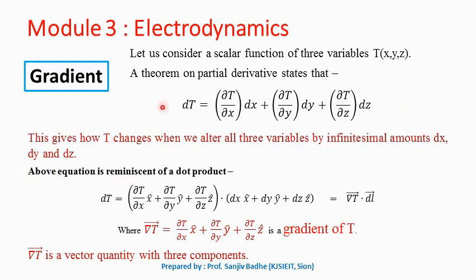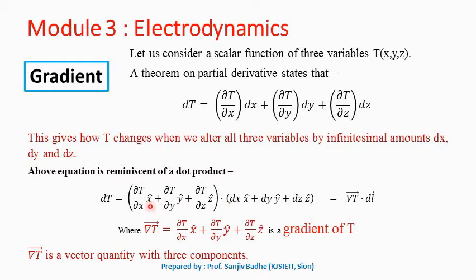Now this theorem on partial derivatives can be written as reminiscent of a dot product of two vectors, one of which is del t by del x x cap plus del t by del y y cap plus del t by del z z cap, and the second vector is dx x cap plus dy y cap plus dz z cap. So this second vector is called the displacement vector and we can write it as dl bar, and the first vector is called the gradient of t. So gradient of t is nothing but del t by del x x cap plus del t by del y y cap plus del t by del z z cap.